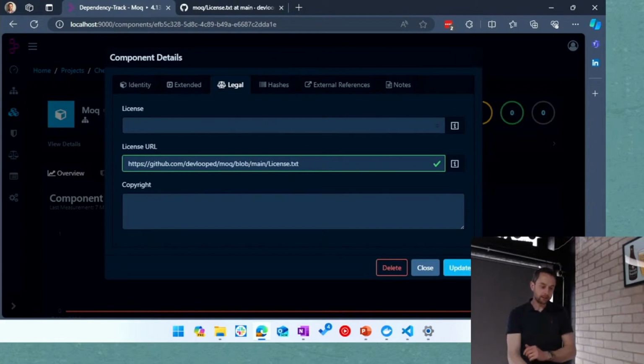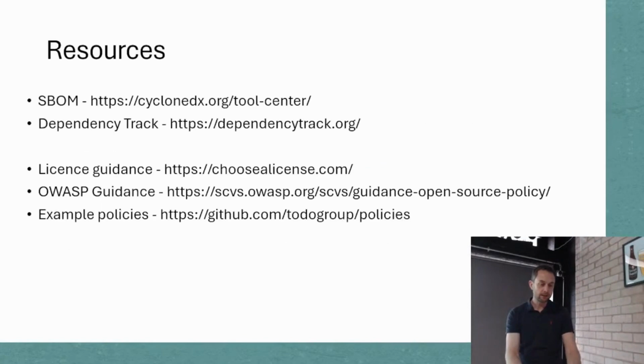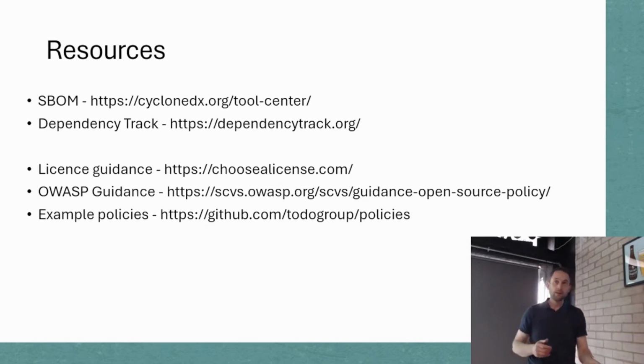Oh, sorry, what I will do though, really don't tell anyone this, I want to show the resources, if you wanted to take a photo of it. So, there's the resources: Such one DX tool, Dependency Track. Choose a license, which gives you details on all the various licenses that are out there. OWASP guidance on what you should have in your policy. And then this is really nice, this TODO group. I've got loads of example policies that you should have for your open source, if you want them. So that was cheating.